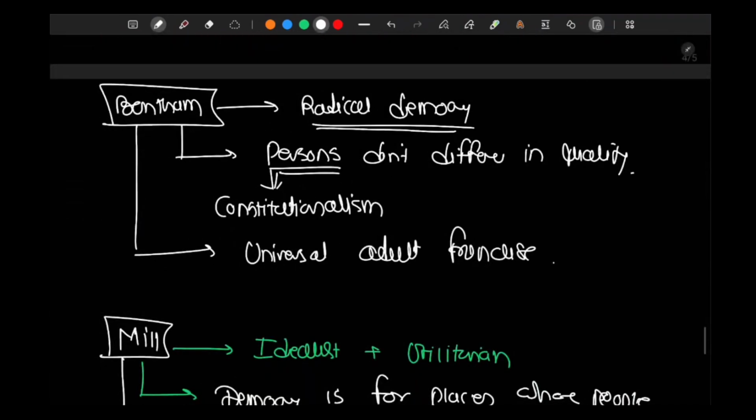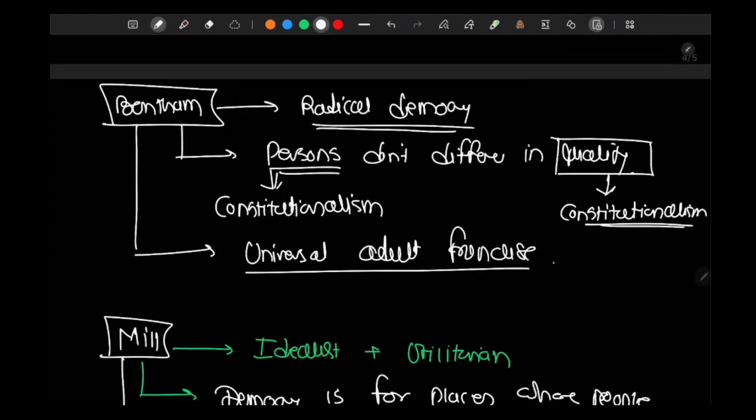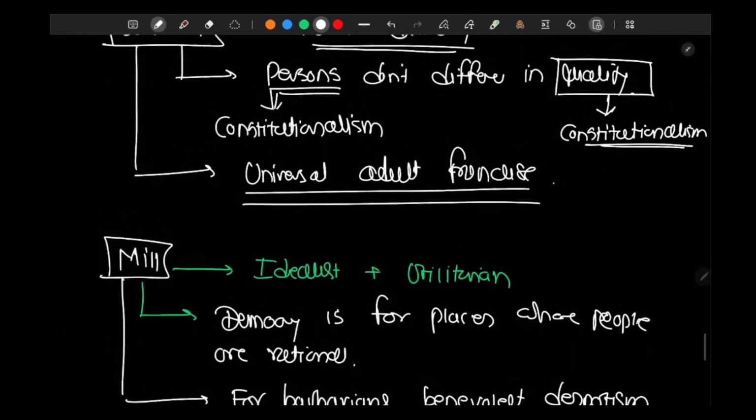Bentham, on the other hand, is a radical democrat. He suggests there should be universal adult franchise, and he says that persons don't differ in quality. What do I mean by quality? Constitutionalism. Persons don't differ in quality. Their constitutionalism may or may not exist, but there should be universal adult franchise. There should be democracy for all.